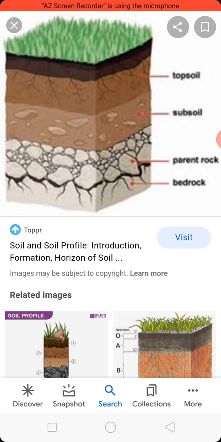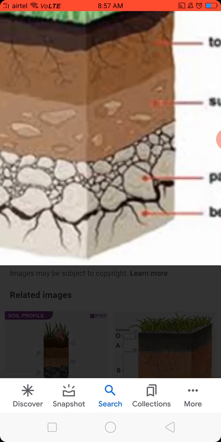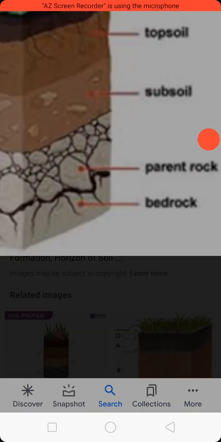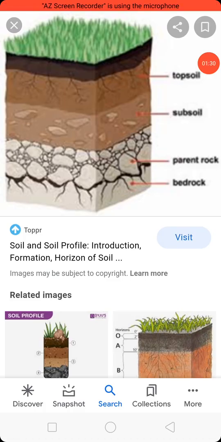What you can find here, deep soil is closely packed. The soil is closely packed here. There may be some small rocks in the deep soil. Got it, children? This hard layer is called subsoil. Below the subsoil is rocks. You can see clearly here parent rock and bedrock. Right?